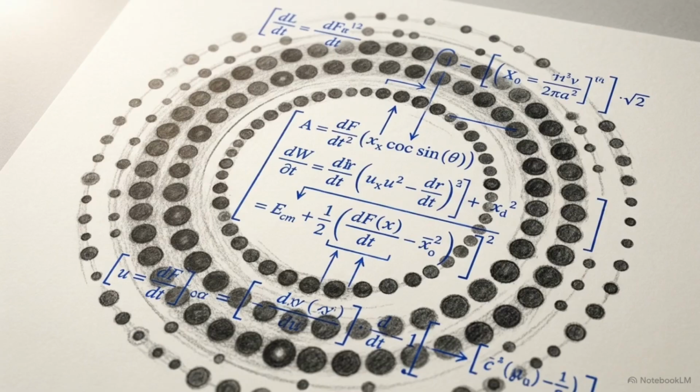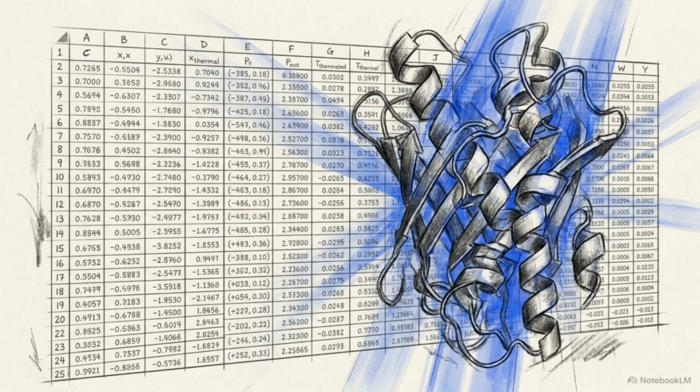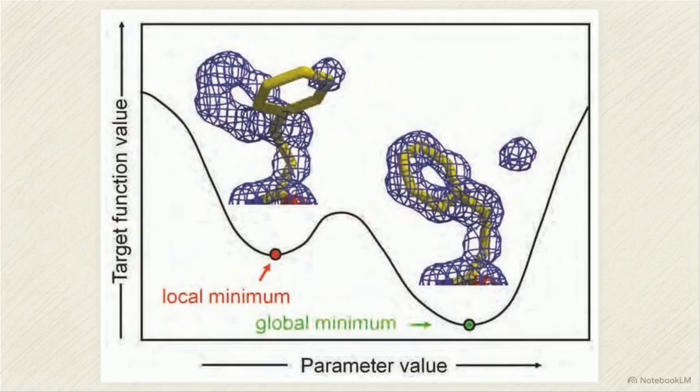To correct these, we must shift back to reciprocal space for global mathematical refinement. Global reciprocal space refinement is the mathematical optimization of every variable in the model, the exact XYZ coordinates and B factors, against raw experimental amplitudes. The primary danger of reciprocal space algorithms is entrapment in local minima, as illustrated in this target function plot.